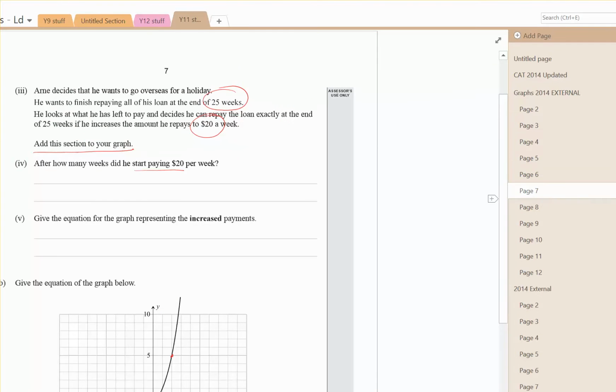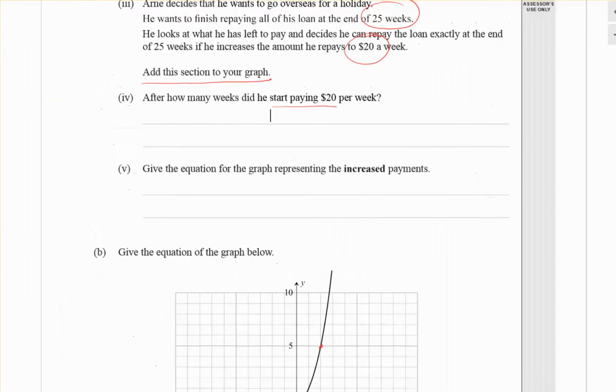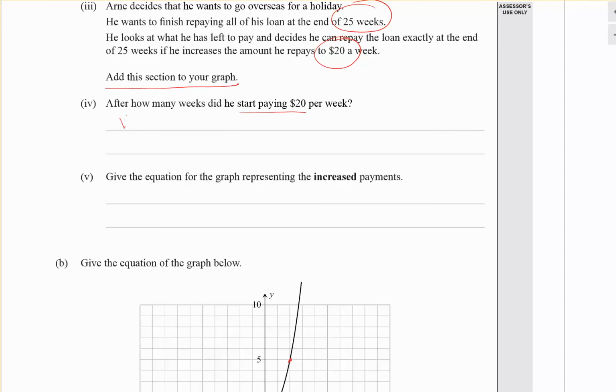Right, so back to here. After how many weeks? So after 10 weeks, i.e. the 11th week. Equation for that graph.